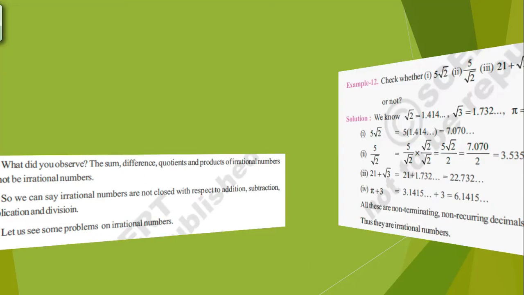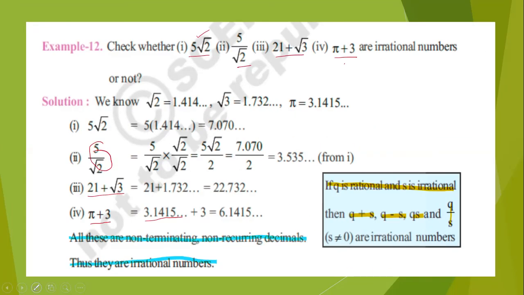And next, we observed some properties where one number is rational and the other irrational: the product of a rational and an irrational, the addition of a rational and an irrational, and the division of a rational and an irrational. In all those conditions, q plus s, where q is rational and s is irrational, then q plus s, q minus s, qs and q by s all give us irrational numbers.